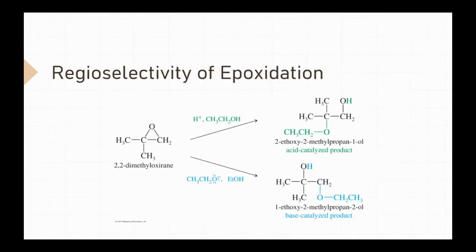Okay. All right, so here's another overview. If you want your alcohol, when you open your ring towards the most substituted side, you would do the basic conditions. If you want to open up the epoxide on the least substituted side, remember to use acidic conditions, like over here.